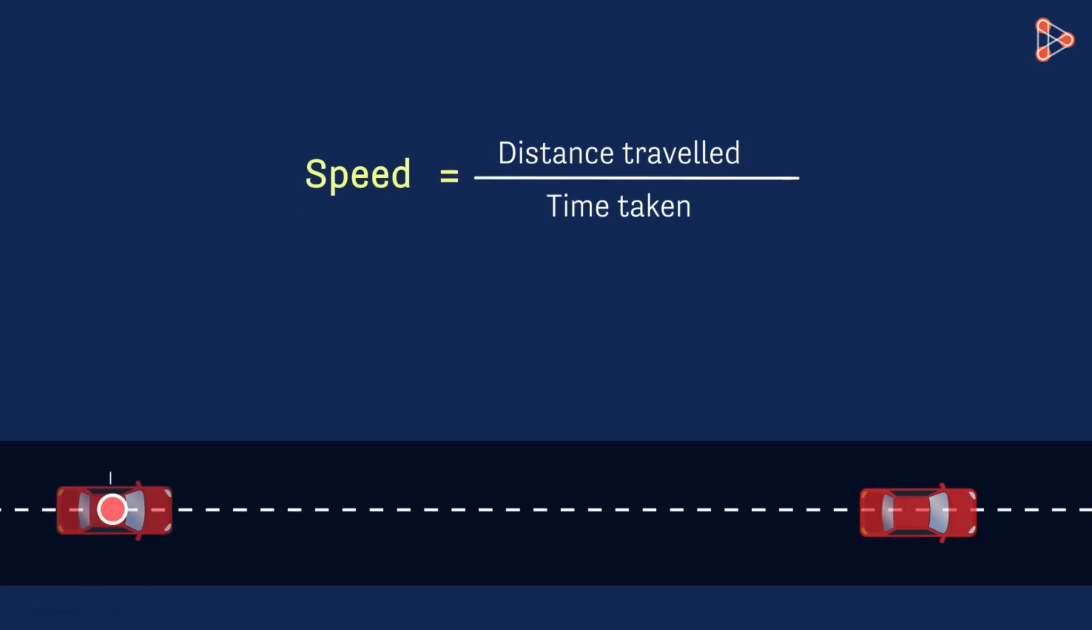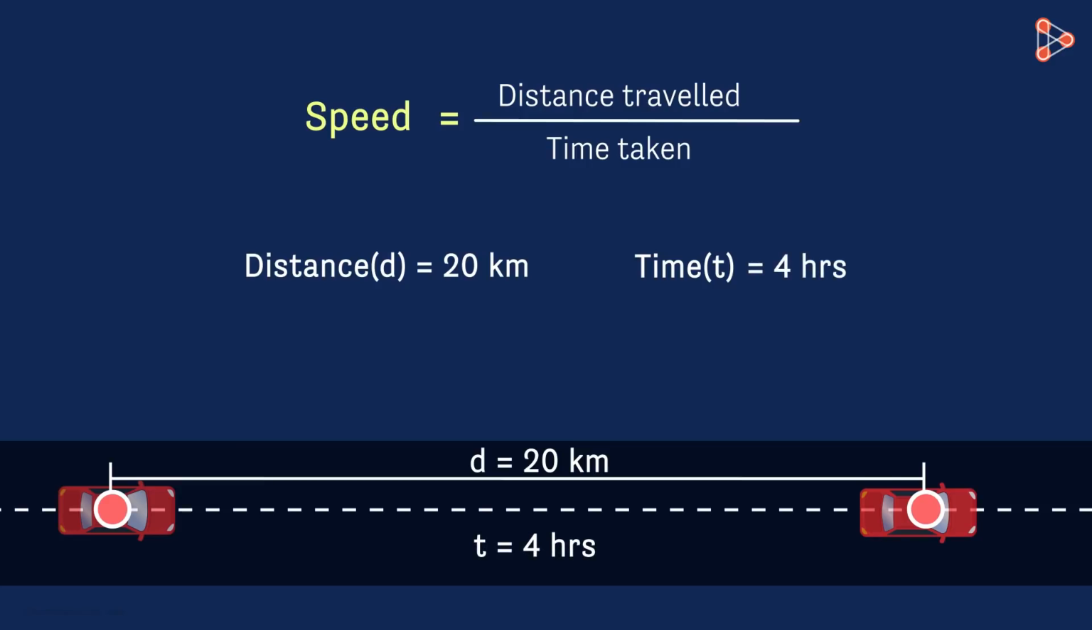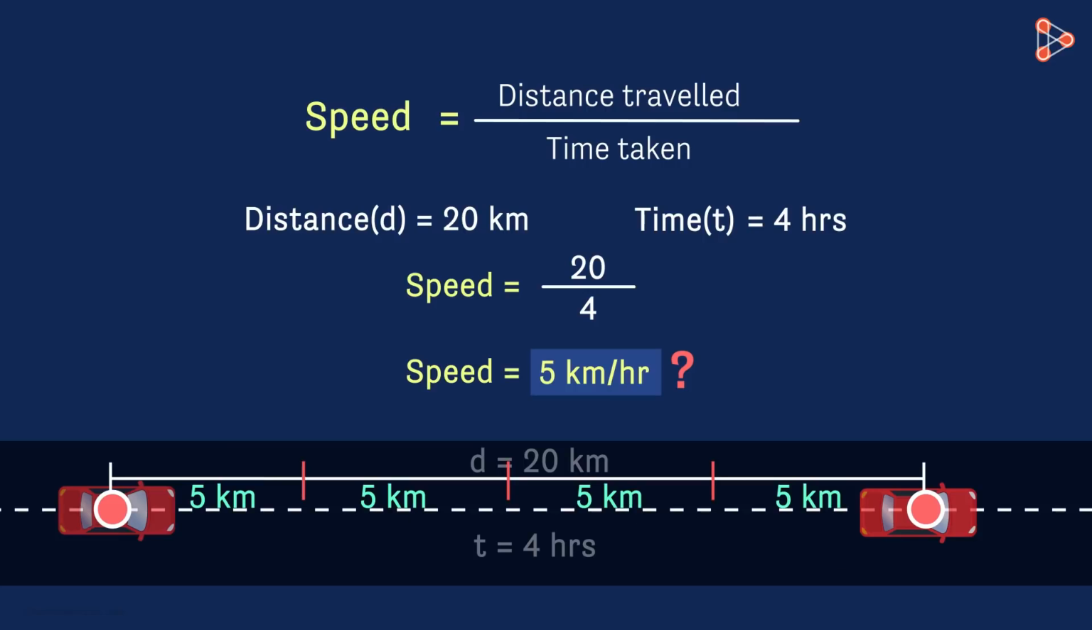distance. Say the distance d is 20 kilometers and the time it takes to cover this distance is 4 hours. What will be the speed of the car then? Yes, the speed will be 20 over 4, that's 5 kilometers per hour. Look at the value carefully. What does it tell us? Does it mean that our object travelled 5 kilometers in every hour?